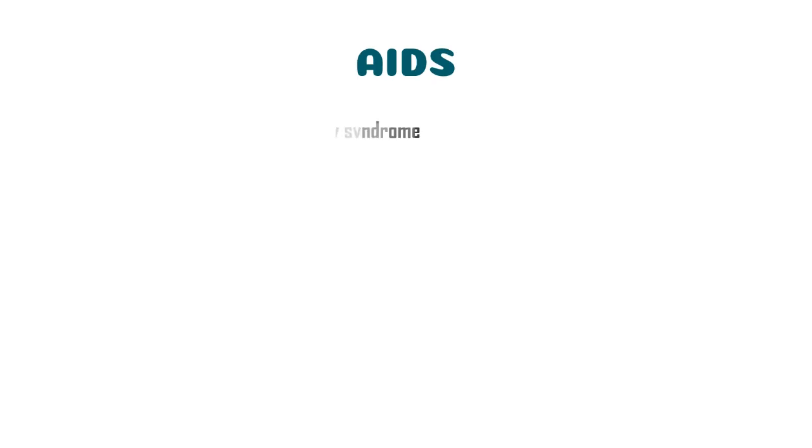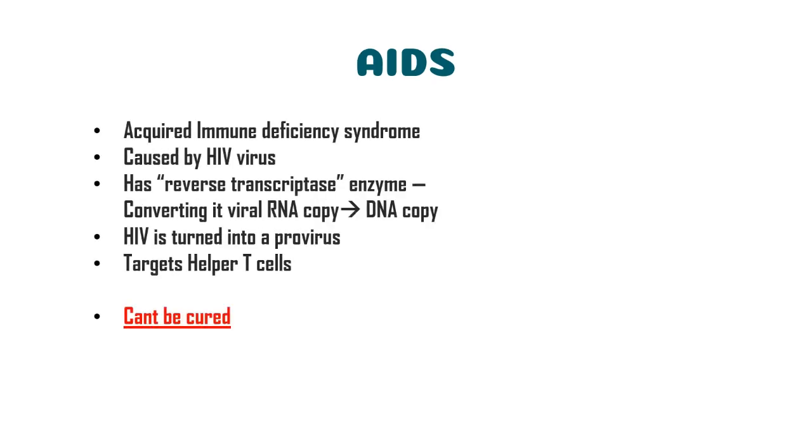And we have AIDS, which is acquired immunodeficiency syndrome. It's mainly caused by the HIV virus. So what's special in this virus? It's the only virus that has an enzyme called reverse transcriptase, and this enzyme has the ability to convert RNA into DNA. So it turns into a provirus.